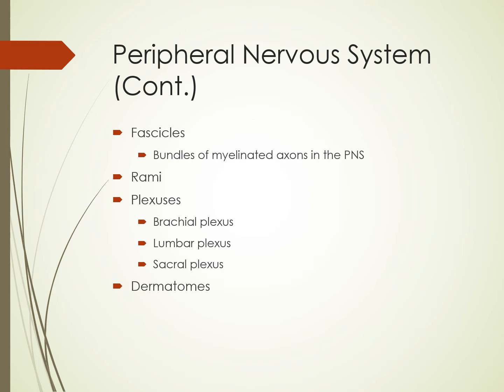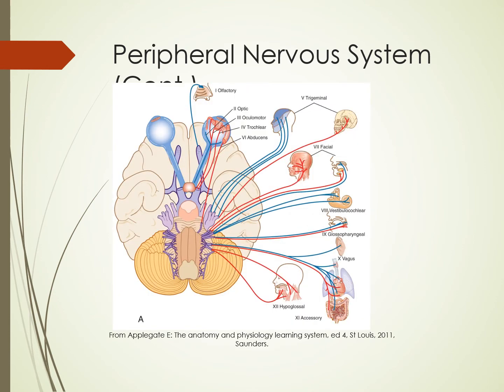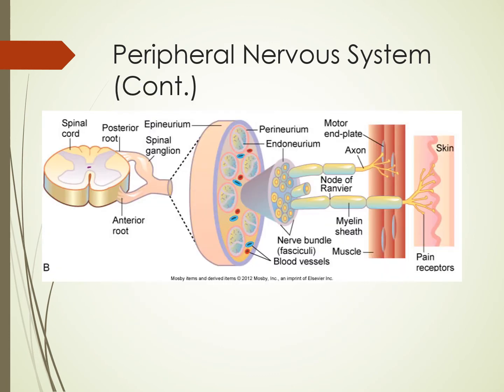Fascicles are bundles of myelinated axons in the peripheral nervous system. They are called rami, plexuses, and dermatomes. And this illustrates all of those things we were just talking about with the nerves. These are the cranial nerves. I like this illustration. And the peripheral nervous system illustrated.